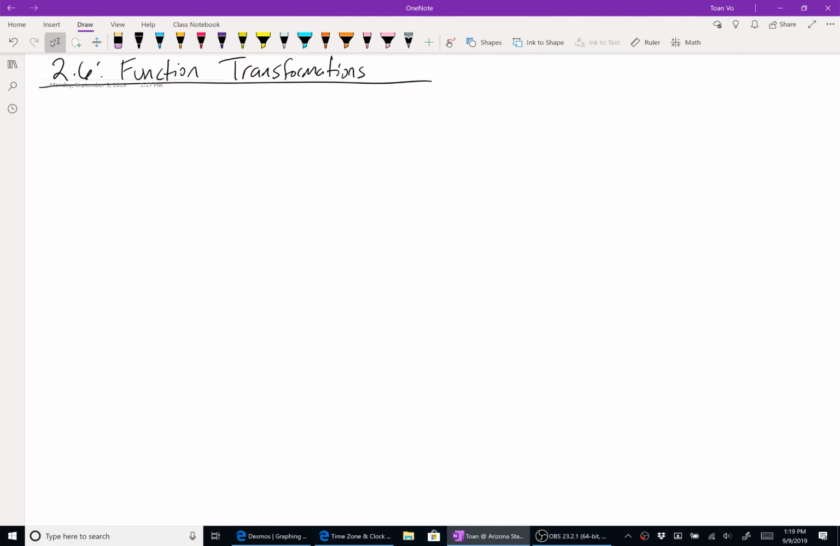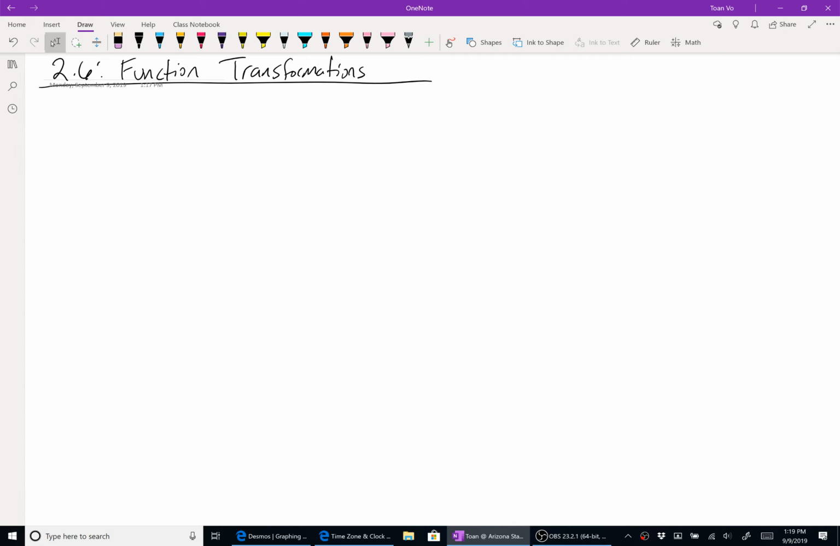So 2.6 is all about function transformations, and as I said at the beginning of class, this is a pervasive math topic. Although function transformations is 2.6, in our unit 2, we're going to see it again in unit 3, unit 4, and unit 5. So it's like factoring. It's one of the core ideas of mathematics that we really need to have down cold.